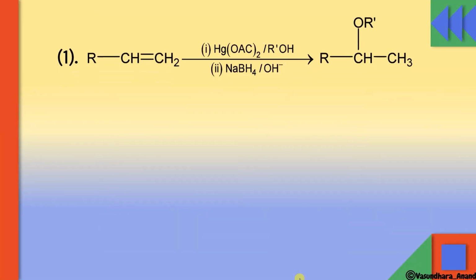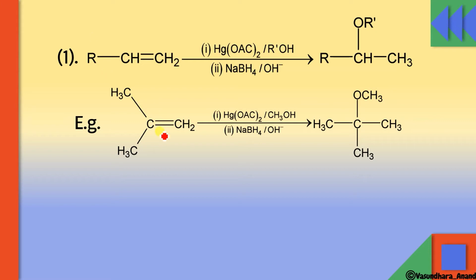Now next, from alkenes. RCH=CH2, this can be called the oxymercuration demercuration reaction. When it reacts with mercuric acetate in presence of alcohol, followed by reducing agent NaBH4 in alkaline medium, it will give you the ether. This reaction, oxymercuration demercuration, follows Markovnikov. That means the OR group, the alkoxy group, will attach to that double bonded carbon atom where hydrogen is less in number.